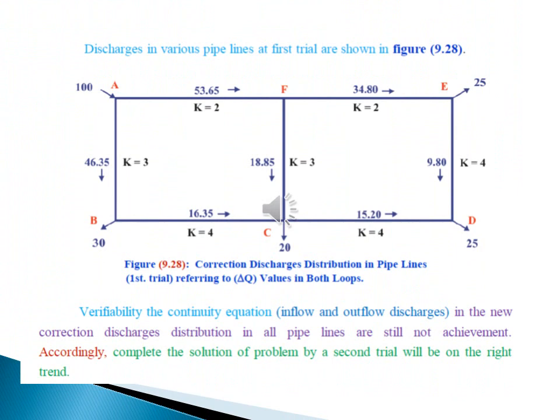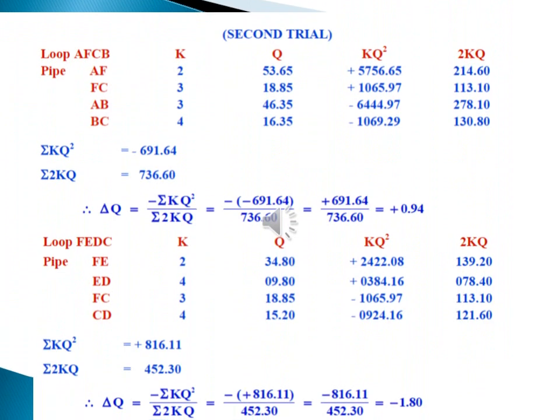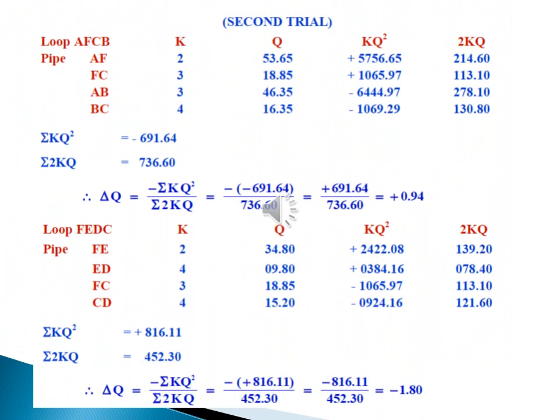Figure showing the corrected discharge distribution in the pipelines at the first trial, referring to the delta Q values in both loops of the example. Mathematical calculation of both KQ squared and 2KQ in the second trial for both loops AFCP and FEDC. Hence, you can calculate the correction vector in both loops as shown in front of you.